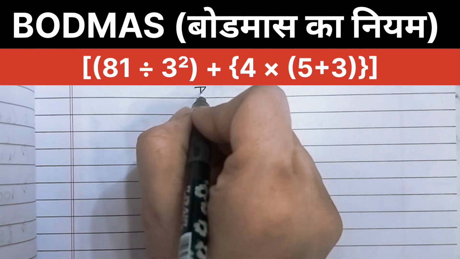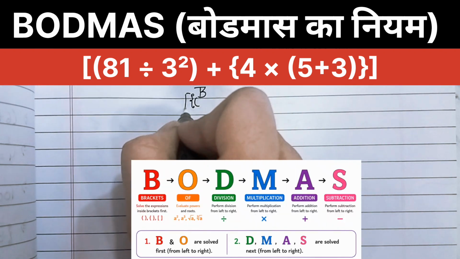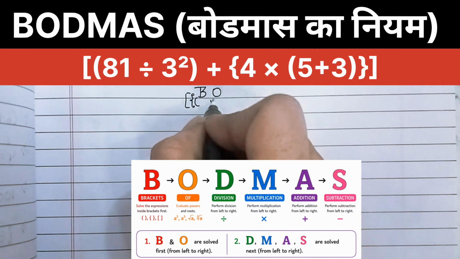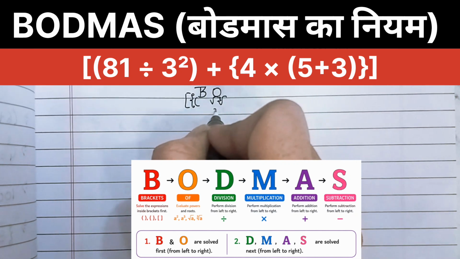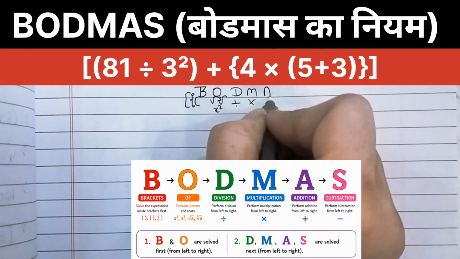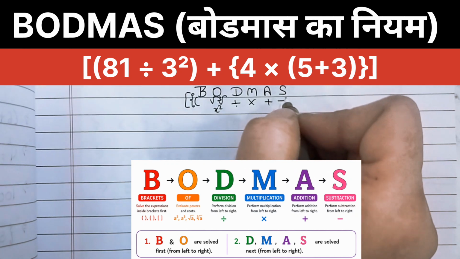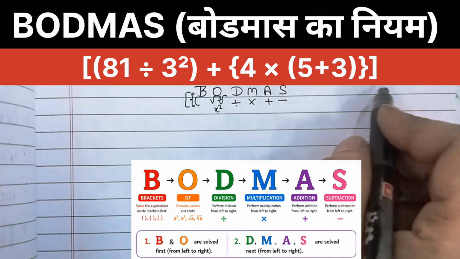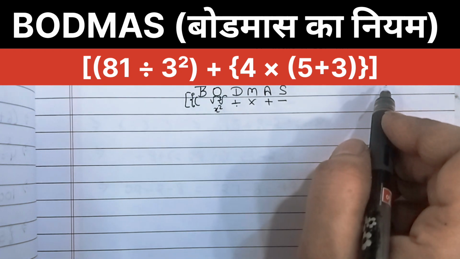Now to solve this expression, we use the BODMAS or PEMDAS rule, which dictates the order of operation. First we solve brackets: small bracket, curly bracket, then square bracket. O stands for orders: square roots, cube roots and exponents are also solved. D stands for division, M for multiplication, A for addition, S for subtraction. According to this sequence, we'll break down this expression with a step-by-step solution.